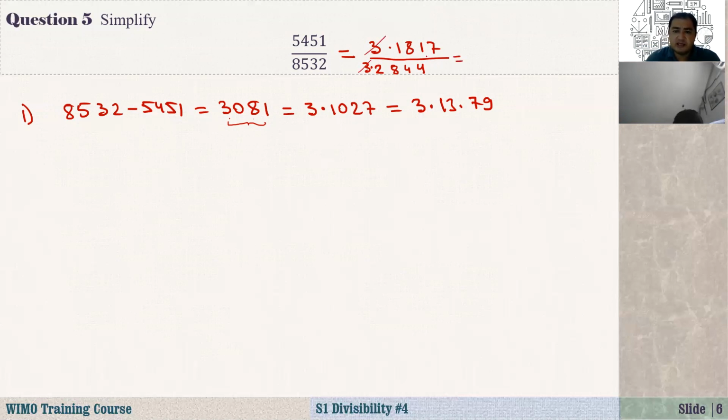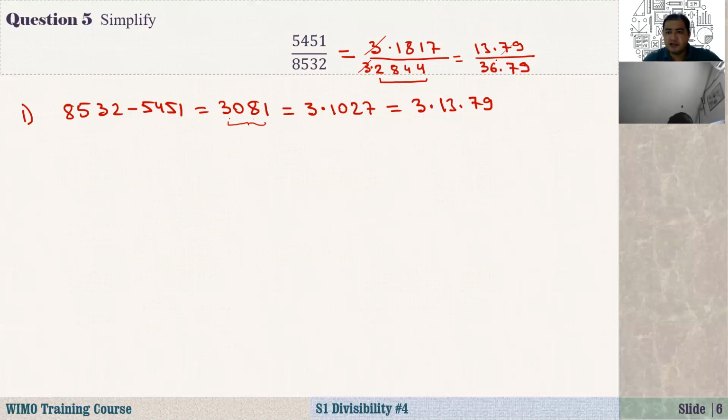Again, at the top, this 1817, we can write it as 13 times 79. Over, how about 2844? If you divide this by 13, it's not divisible by 13. It should be divisible either by 13 or 79, otherwise we cannot simplify this. That's why I'm trying 2844. How about if you divide this by 79? If you divide 2844 by 79, that's equal to 36 times 79.